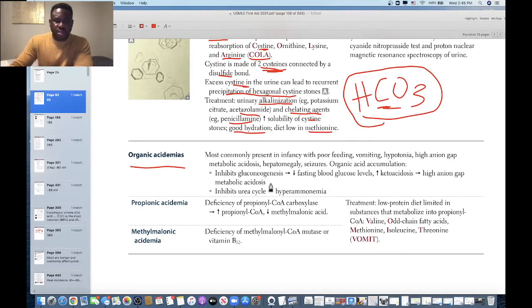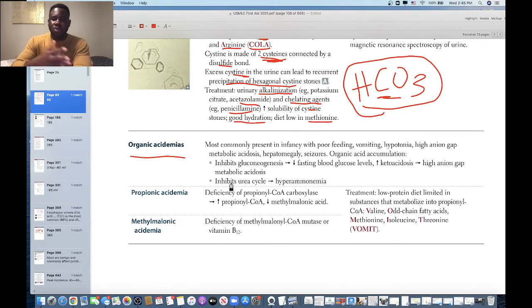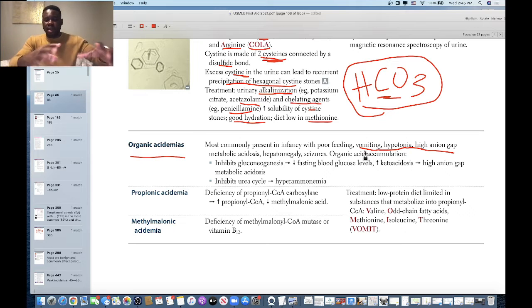So, organic acidemias. Because of what we've just looked at, it makes it more simple. Most commonly it presents in infants with poor feeding and vomiting, and that pathway we call the vomit pathway. The pathway I just showed with that yellow section is called the vomit pathway. So they have vomiting, because that's the mnemonic of the things over there.